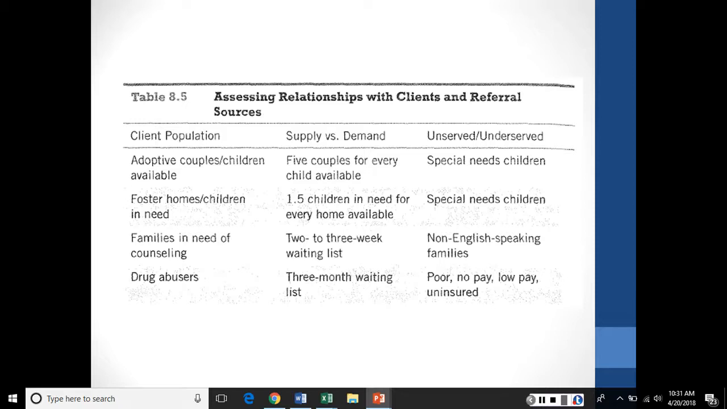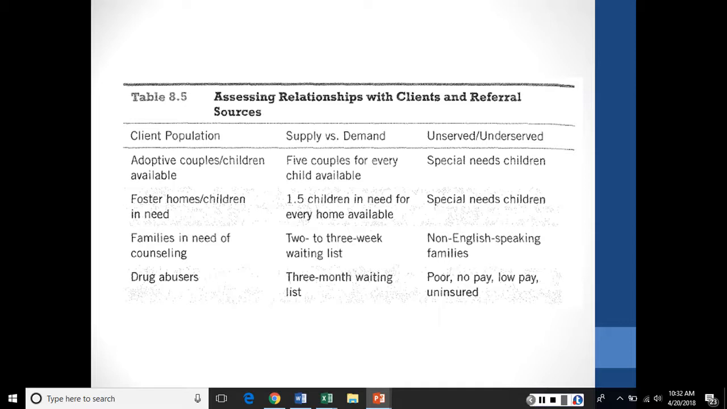Okay, so just some additional information when we're thinking about assessing the relationships between our clients and our referral sources. We have to have a good relationship with the other organizations that we work with. So depending on if you work at a substance abuse treatment facility or a homeless provider, you have other social service workers in the area who are referring clients to you. So it's important that they understand the population and how many openings you have.